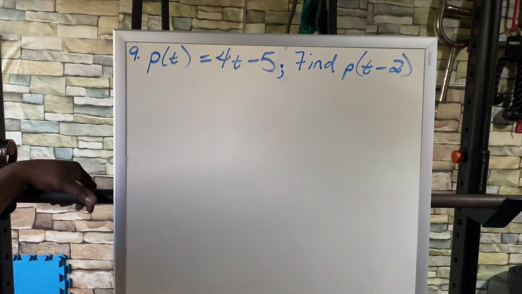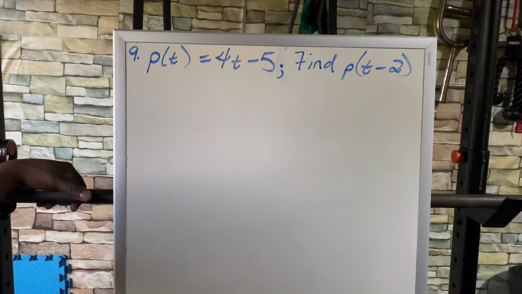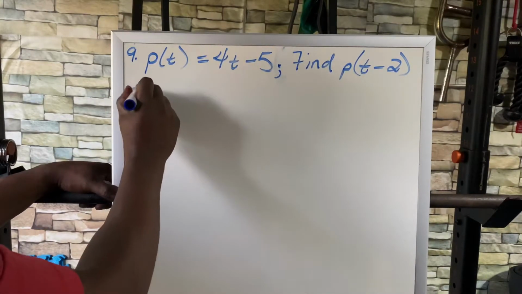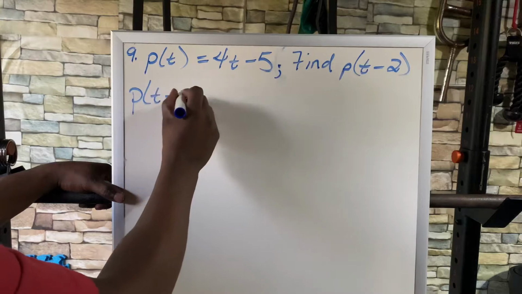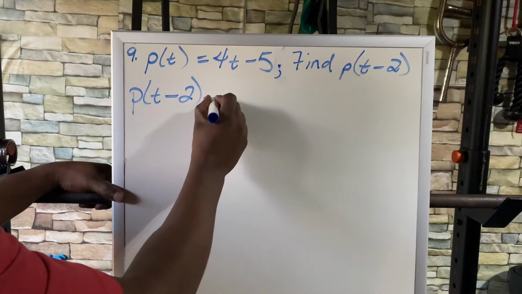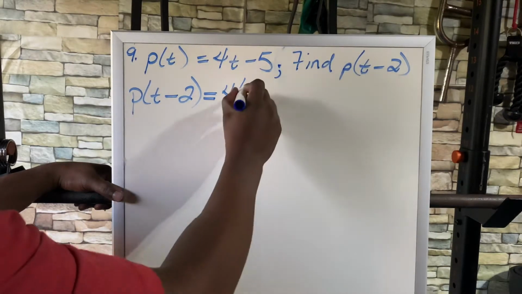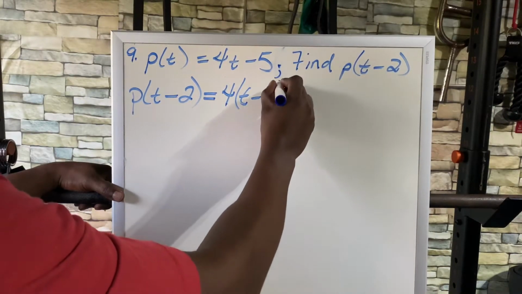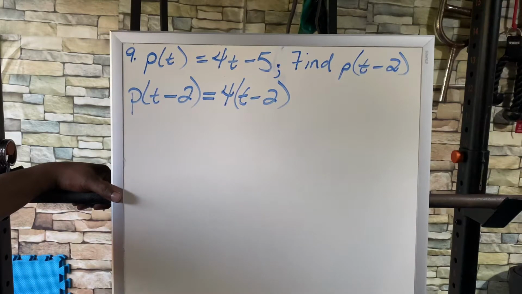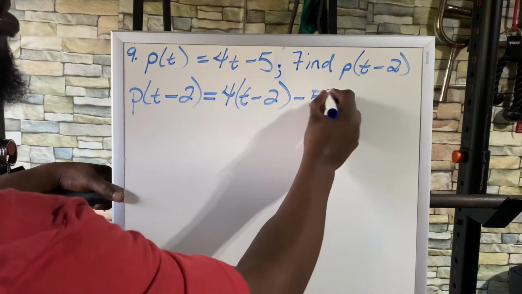Number 9, P of t equals 4t minus 5. Find P of t minus 2. In this particular problem, we have a binomial, meaning we have two terms. So we're going to start off the problem: P of t minus 2 equals 4 times t minus 2, minus 5.